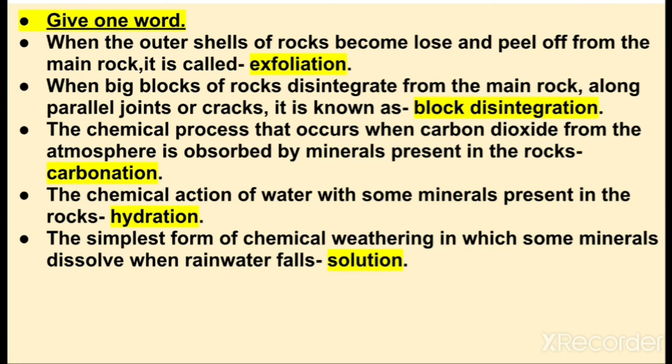Next, the chemical process that occurs when carbon dioxide from the atmosphere is absorbed by minerals present in rocks. Answer, carbonation. The chemical action of water with some minerals present in the rocks. Hydration. Next, the simplest form of chemical weathering in which some minerals dissolve when rainwater falls. Answer is solution. So these are the remaining question answers from chapter number 4.